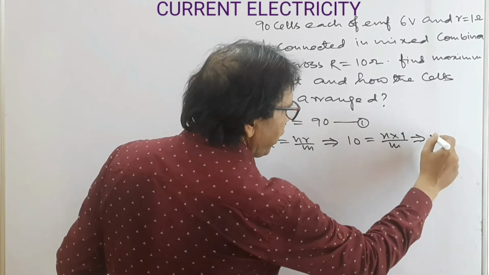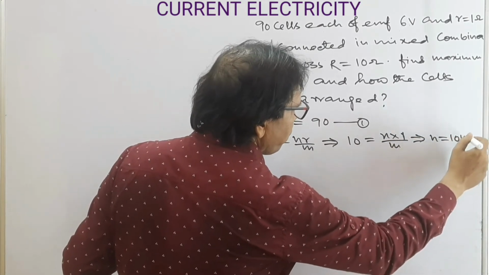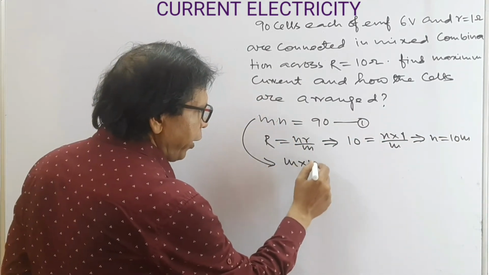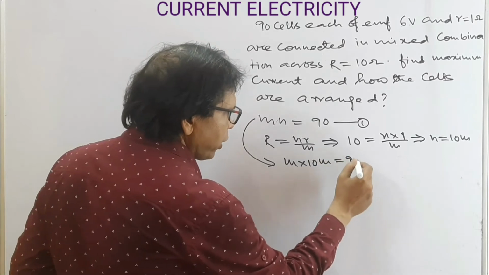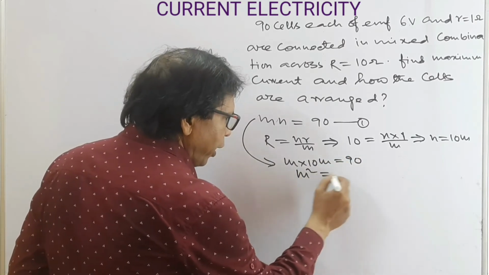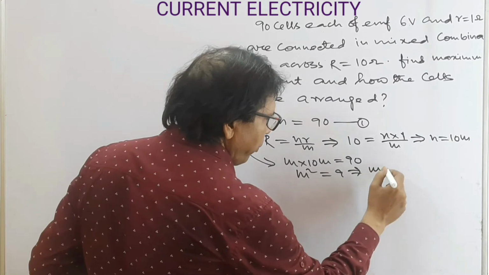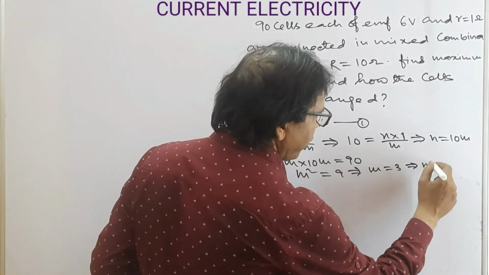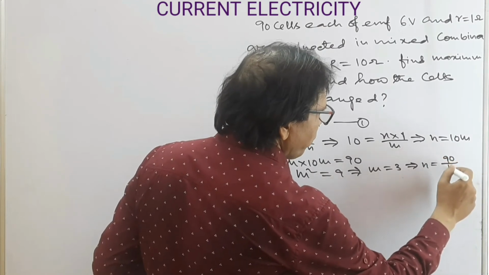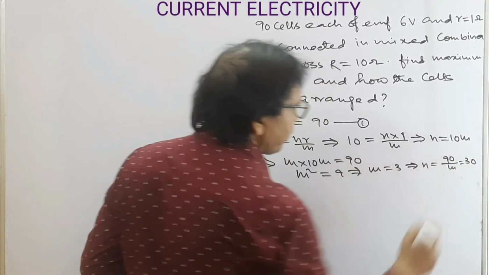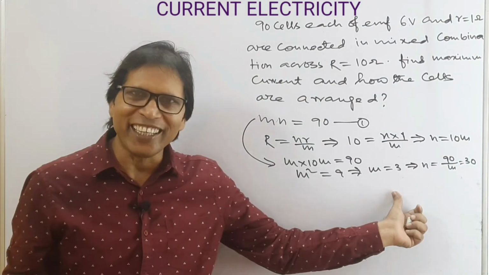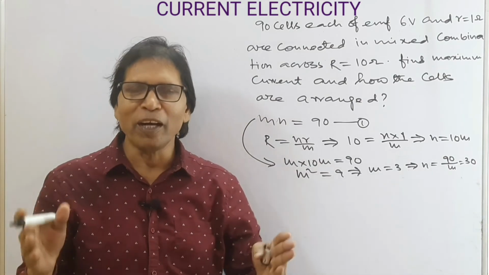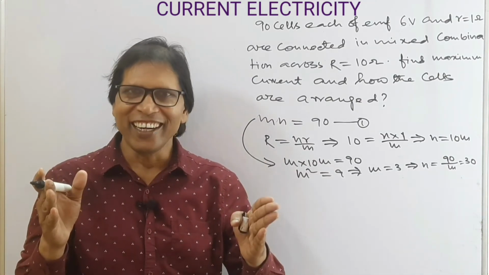So from here, n equals 10 m. Now m into 10 m equals 90, so m squared equals 9, therefore m equals 3. If m equals 3, then n equals 90 by m, which is 30. Therefore the number of cells in each line is 30 and the number of lines is 3. Understood?